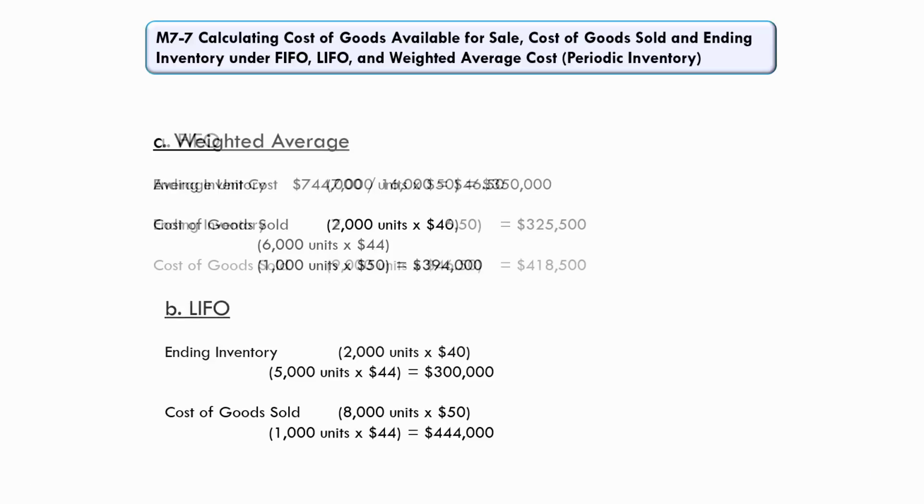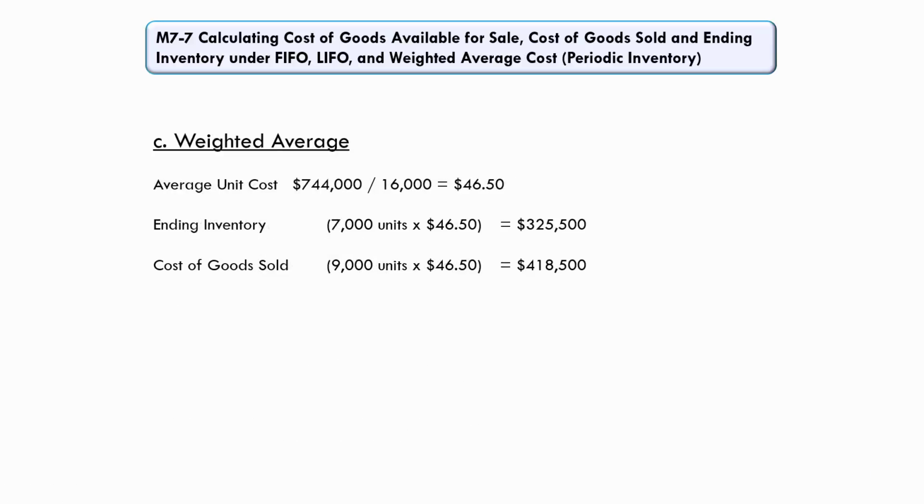Under weighted average, remember, we had $744,000 and 16,000 units to calculate our average price or our average cost. Averaging that and multiplying by the number of units, you will come up with a value for ending inventory and a value for cost of goods sold.